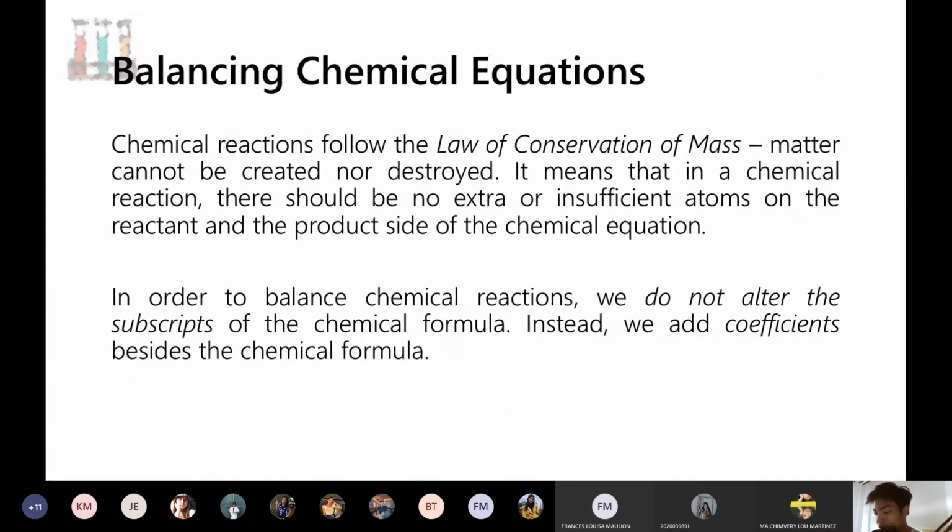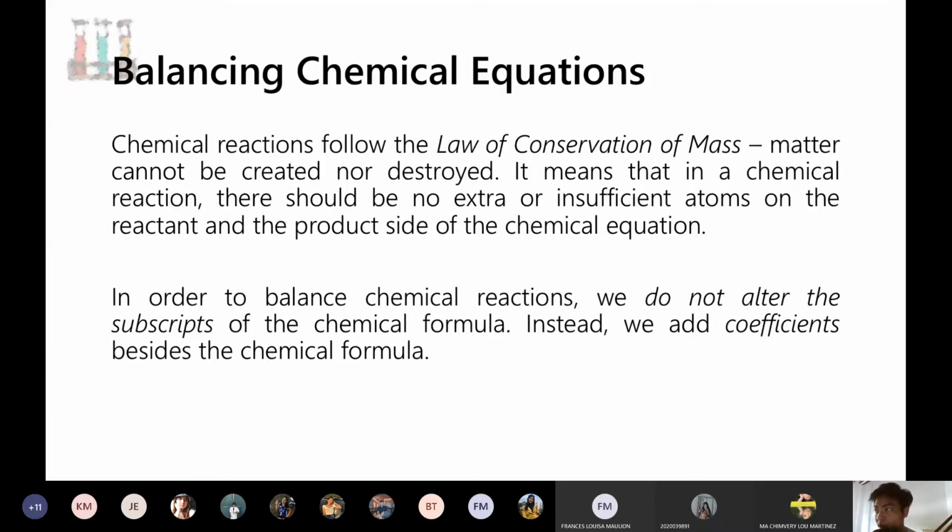So I know you're all familiar with that. Okay, so balik ulit tayo sa balancing chemical equation. Why do we have to balance them? The reason why we have to balance our chemical equations is that according to Dalton's atomic theory, yung law of conservation of mass, andun, di ba? In the fourth postulate, sabi niya doon that matter cannot be created nor destroyed.